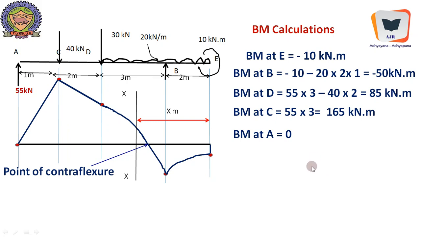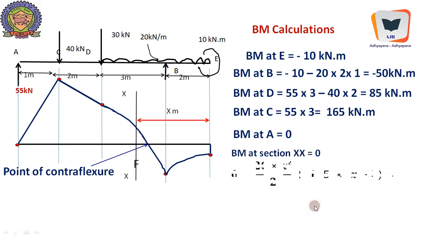Now, the point of contraflexion is to be located. Bending moment at section XX equals 0. We will do it as usual, as we did in the previous problem. So it is minus 10, the readily available moment, minus 20 into x square, the distance is x, into x by 2, plus 115, the reaction, into x minus 2.